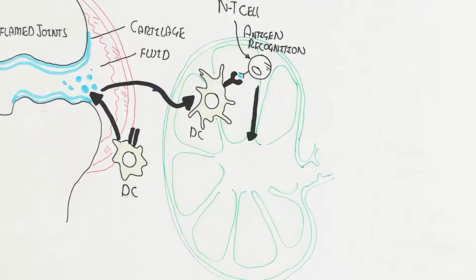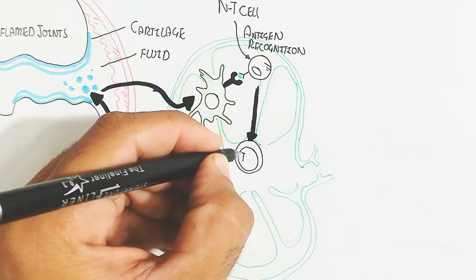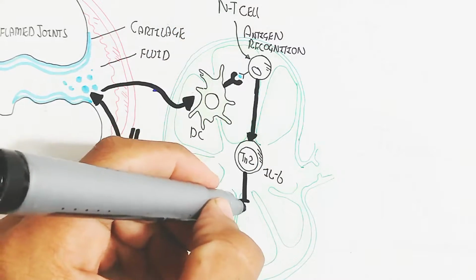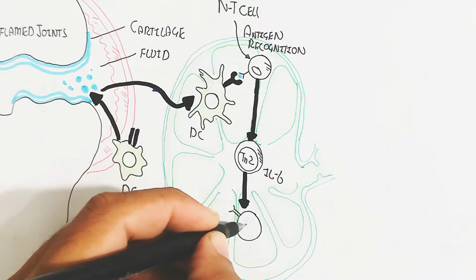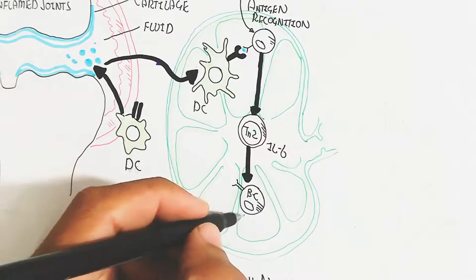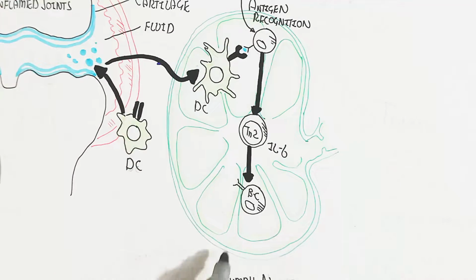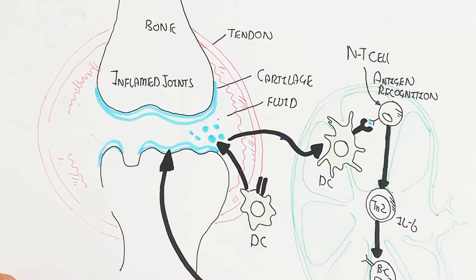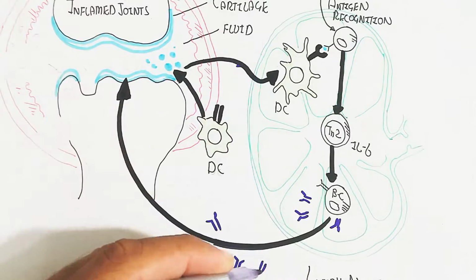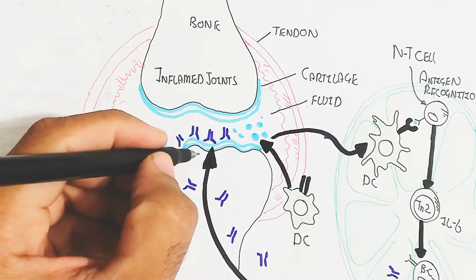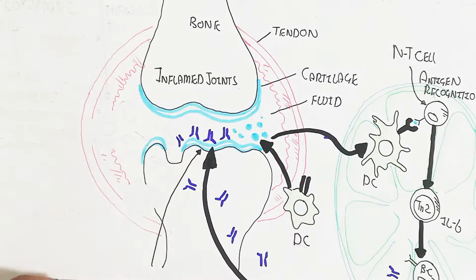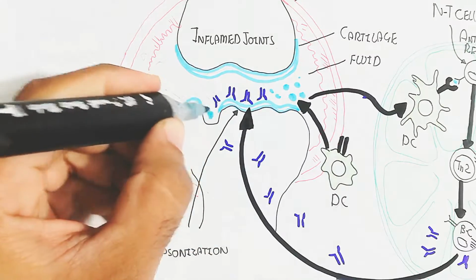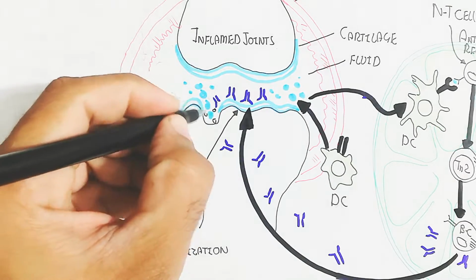After this antigen recognition, it will proliferate into T helper 2 cells and T helper 1 cells. Remember, the T helper 2 cell produces interleukin 6, and this interleukin 6 will recruit the naive B cell in the lymphatic system. The naive B cell recognizes this antigen through the T helper 2 cell and will produce B memory cells as well as plasma cells to produce the antibody immunoglobulin. This autoantibody will collapse the cartilage, with opsonization.